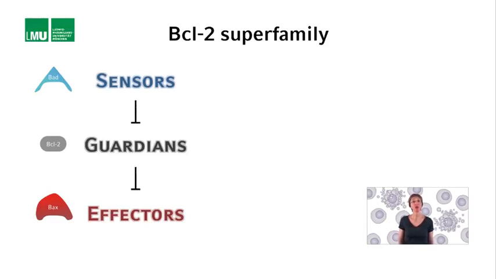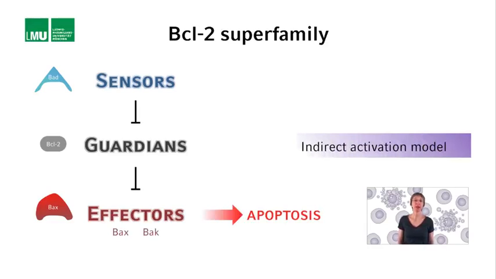And the model that was put forward early on, and that is referred to as the indirect activation model, is that BAX and BAC are the effectors. They are the ones that can induce apoptosis. However, if they are bound to anti-apoptotic BCL2-like proteins, such as BCL2 proteins, guardians basically, then they are blocked in their ability to induce apoptosis.